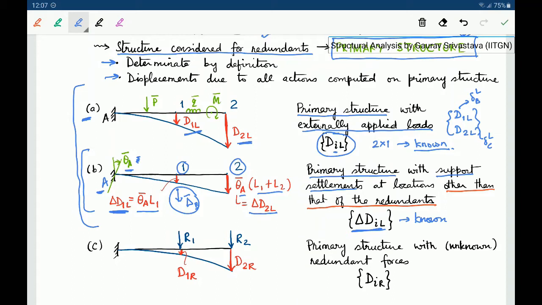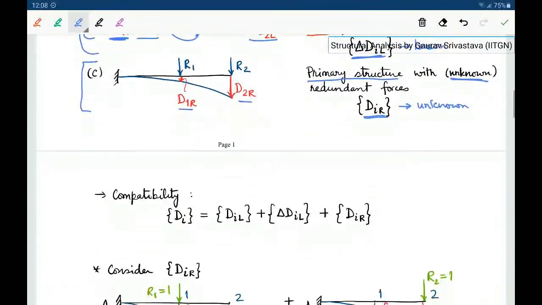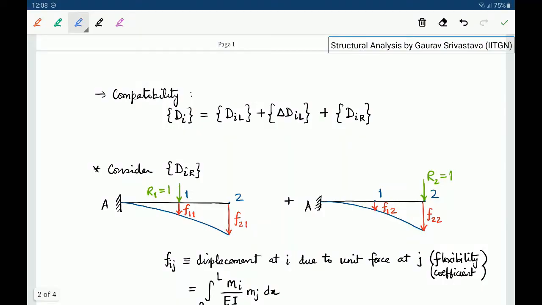Then we will also have the primary structure with the redundant forces. Let's say R1 and R2 we have assumed like this. So now we consider the primary structure with the unknown redundant forces, and when we calculate the deformation here, let's call them D1R and D2R. This also gives a 2 by 1 vector, DIR, and this is actually unknown.